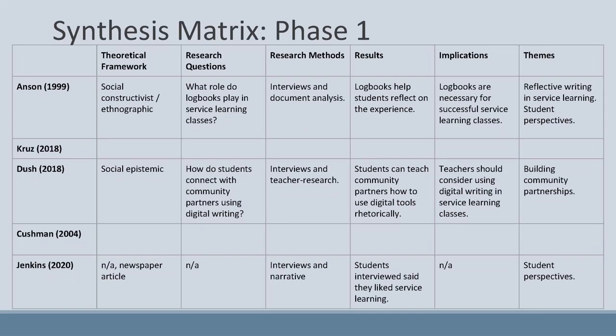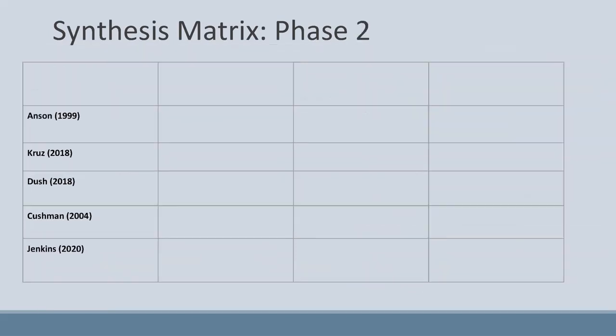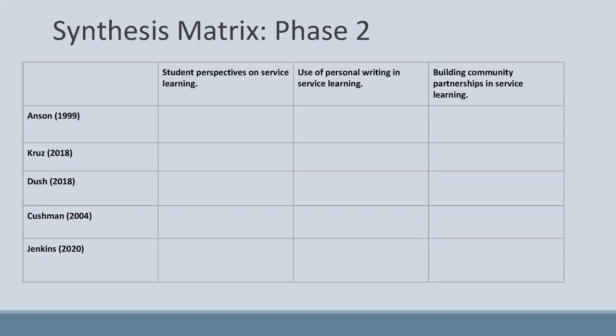Then, to move from summary to synthesis, we'll start a second phase of the synthesis matrix process. In the left column, we will list out all of our sources again. In the top row, since we're using a thematic organizational strategy to organize the review, we'll list out the major themes, trends, or subtopics we identified across our sources in that last box of our phase 1 matrix.